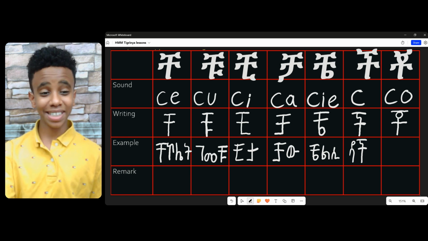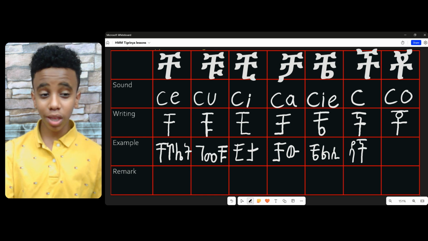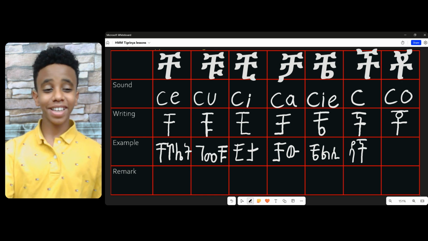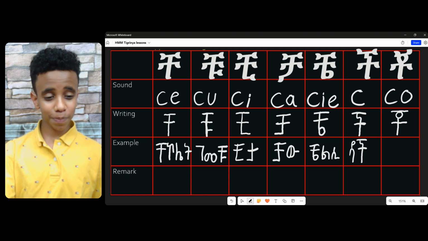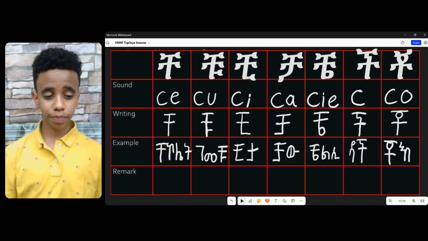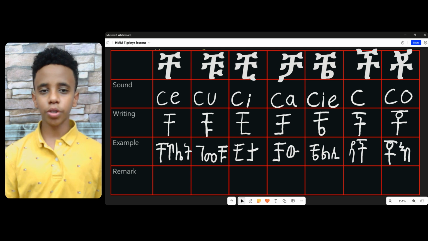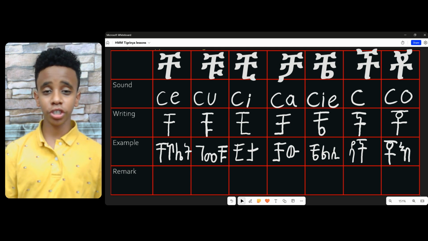Okay, let's go to our last example. Now, this is a hazardous example, so I don't suggest doing it. But our example for the letter cho is choke. Okay, so let me write it. Cho. Ke. Choke. Choke in Tigrinya is exactly the same as English, and so choke in Tigrinya means choke in English.